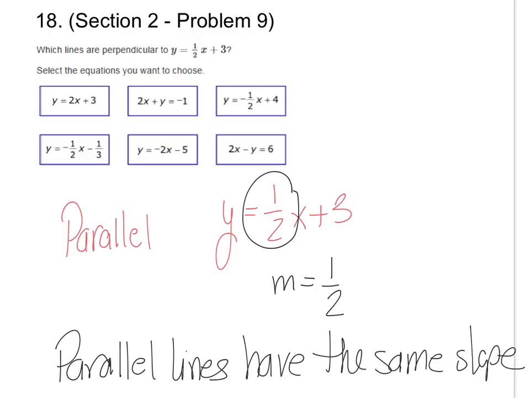So what you would have to do is, again, if the equation is in slope-intercept form already, you can easily find the slope. If it's not in slope-intercept form, you would want to solve for y, get it in slope-intercept form, find the slope, and if two equations have the same slope, then they would be parallel. But again, just to review on this problem, the two lines that were perpendicular, these were your two answers.